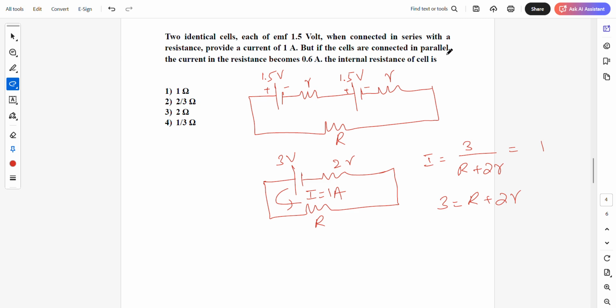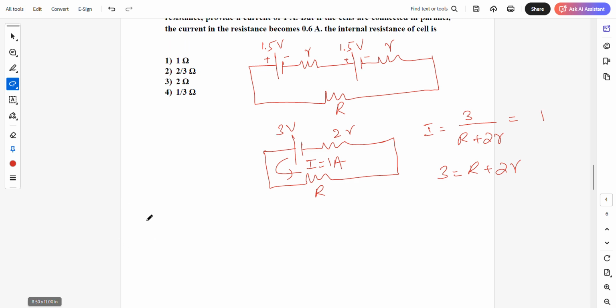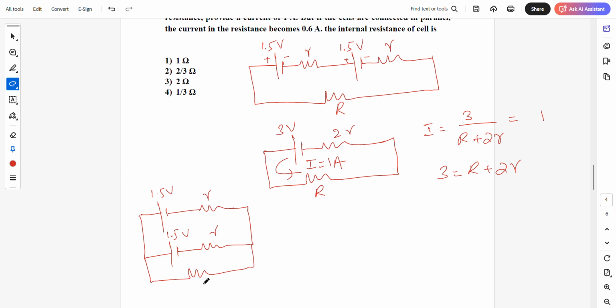Okay. Now, but if the cells are connected in parallel, they have connected like this. Okay. This will be R. This will be R. Right. 1.5 volts. This will be R. 1.5 volts. This is R and connected with an external resistance R. Right. Now, what is 1.5 in parallel? Okay. What are you going to get? We are getting 1.5 only. Okay. 1.5 volts only. They are in parallel. Voltage will be same.